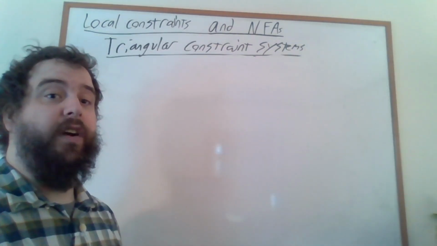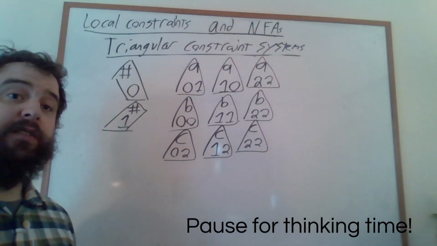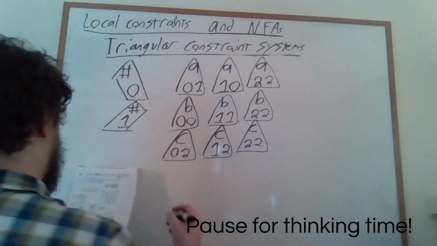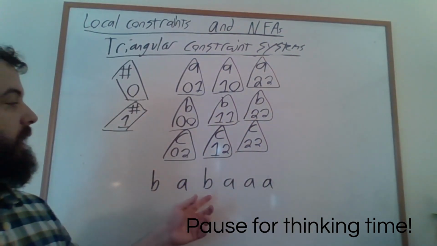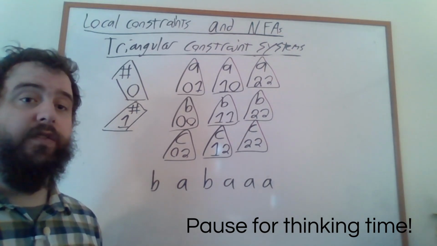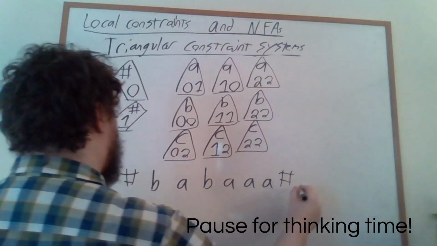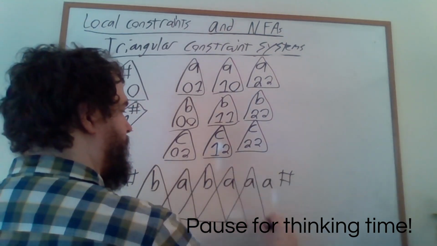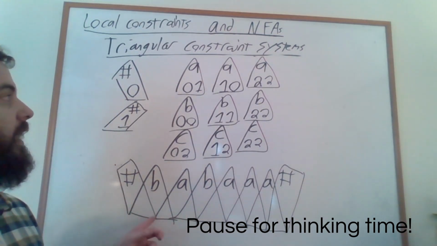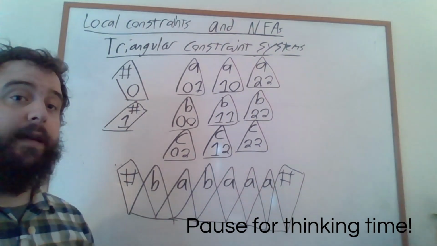Let's take a look at another triangular constraint system. I'd like you to take a moment to try to determine if this particular triangular constraint system accepts the word BABAAA. So again, remember, if you want to determine whether or not a particular triangular constraint system accepts a particular word, we add octothorpes onto the end, we sketch our triangles, and our goal is to fill in numbers down at the bottom so that every piece, including these end pieces, looks like one of the available pieces. You don't have to use every piece, and you can use the same piece twice.